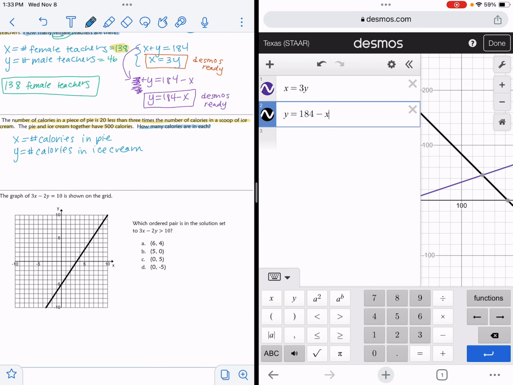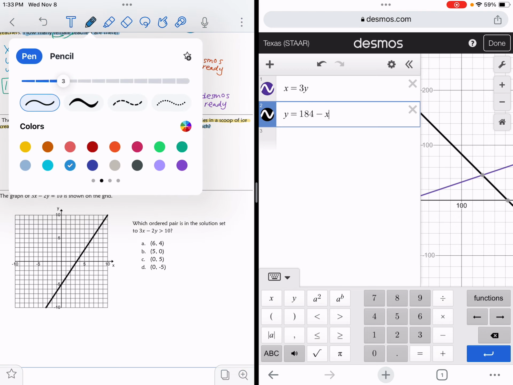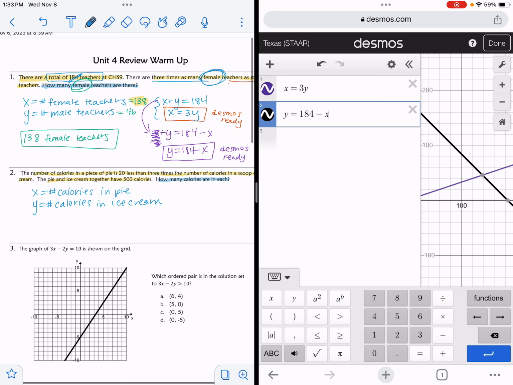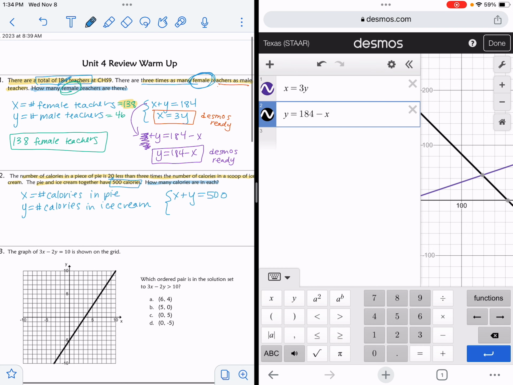Okay, so I don't know the number of calories in each individual item, but I know if I add them together, there's a total of 500 calories together. And so X plus Y equals 500. And so my next equation can't have the 500. You only get to use the 500 once. And so my next equations are just sentences. And so this sentence says there's a total of 500 calories. X plus Y, the total is 500.